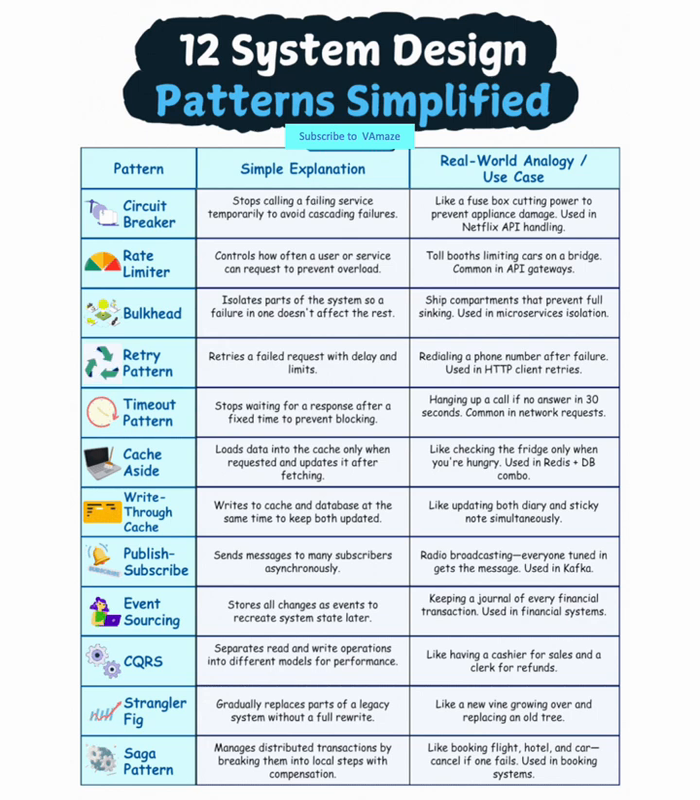Pattern 1. Circuit breaker. First up is the circuit breaker pattern. Think of it like the electrical fuse box in your house. When a service starts failing repeatedly, the circuit breaker trips and stops calling that failing service temporarily. This prevents cascading failures from bringing down your entire system.